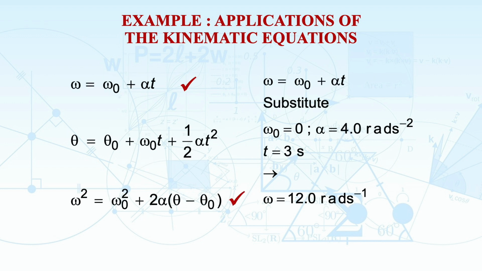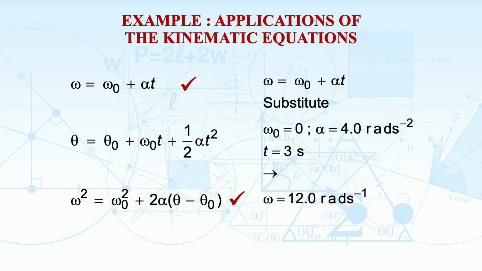Once again, let us decide which of the three equations we can use. You can understand for yourself that you can use either the first equation or the third equation, because these are the equations in which you have just one unknown. So I use the first equation to calculate omega because it looks to me to be simpler.